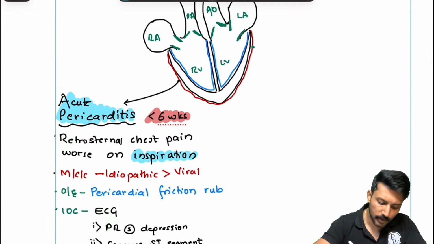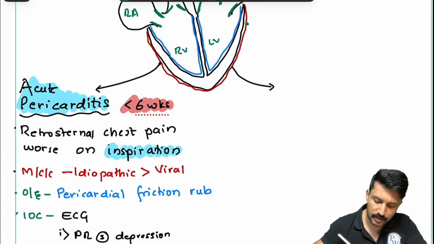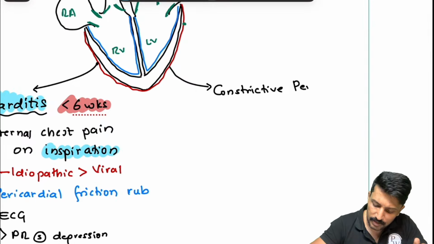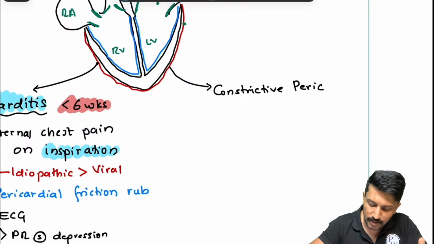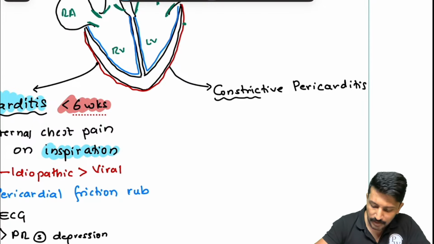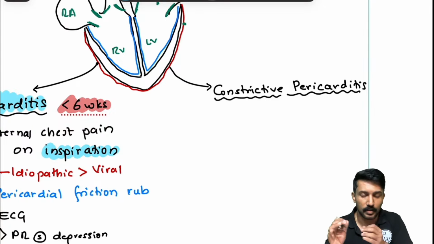The second pericardial disease I'm going to talk about is constrictive pericarditis, also called CCP or chronic constrictive pericarditis. So what is this constrictive pericarditis? The term constriction is a misnomer. It's not a true term. The pericardium is not constricting the heart. It has become stiff and it is restricting the ventricular expansion during diastole.